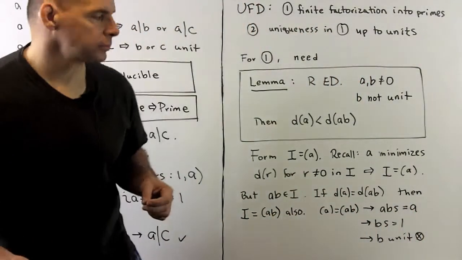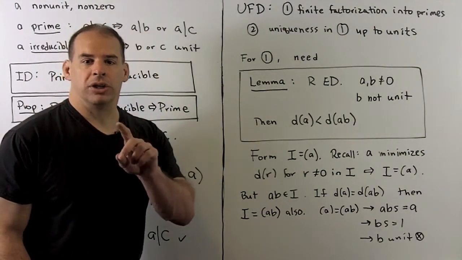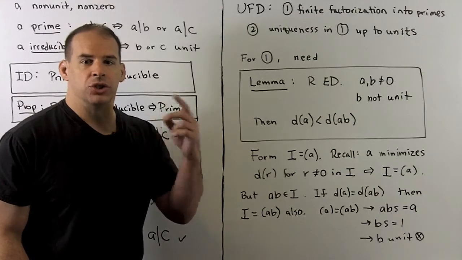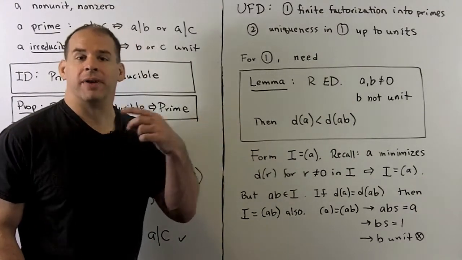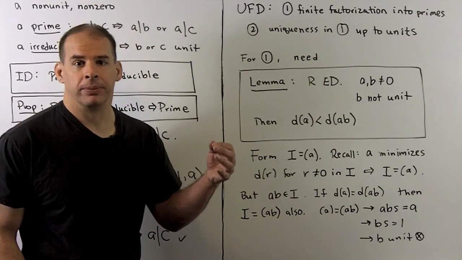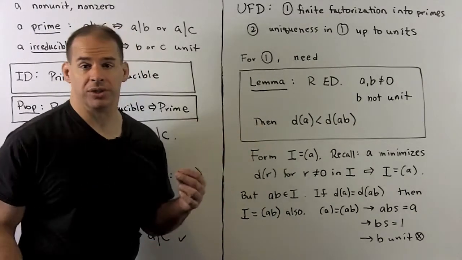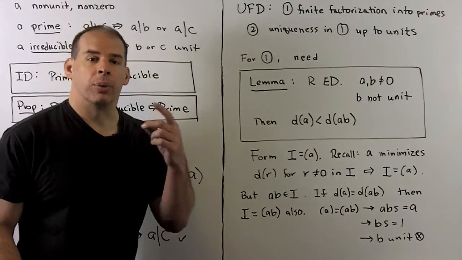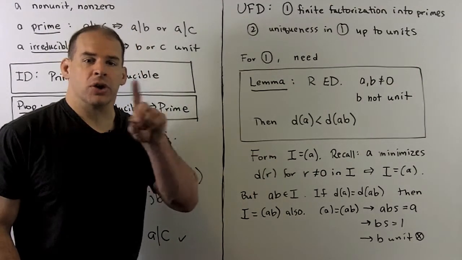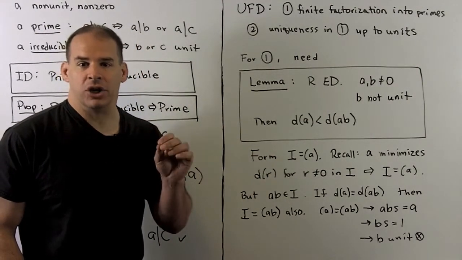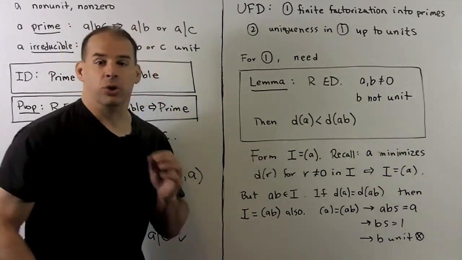Now, I want to show that Euclidean domains are UFDs. So we need to show two things. First, for the non-zero elements, we have finite factorizations into primes. Then once we have that, we want to show that this factorization is unique up to units. For part one, we'll need the following lemma. Note, this is the first time we encounter condition 1 in the definition of Euclidean domain. So condition 1 is going to guarantee the UFD property.